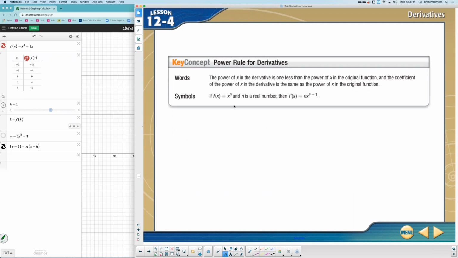Now, how do we find a derivative? How it's found is this. Let's just say you had a function f of x equals x to the power of n. The derivative, and here's the symbol for it, right here, this is the symbol for a derivative, is going to be found by multiplying that function by whatever the power was, and then subtracting the power by 1. Okay, and that's what we call a derivative.